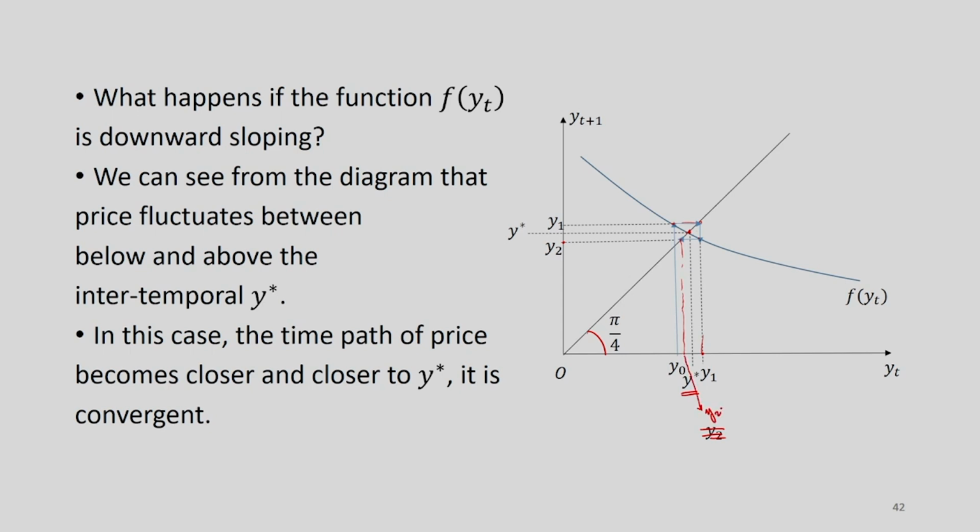But as you can see, price first was below y star, then it goes from y to y1 which is above y star, and then it again comes back to y2 which is below y star, which means price is fluctuating in this case from below to above the intertemporal equilibrium y star. That is the first thing to note, but the second thing to note is that the price over time is becoming closer and closer to y star. So, thus in this case the time path is actually convergent.